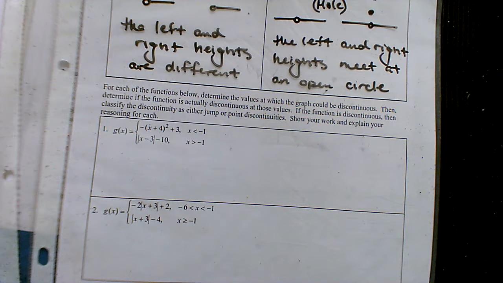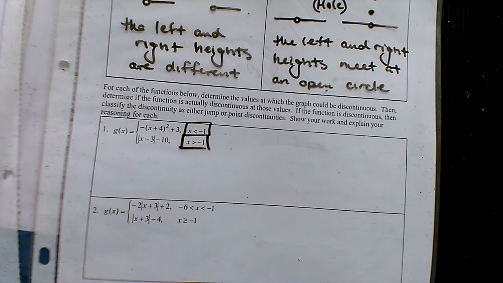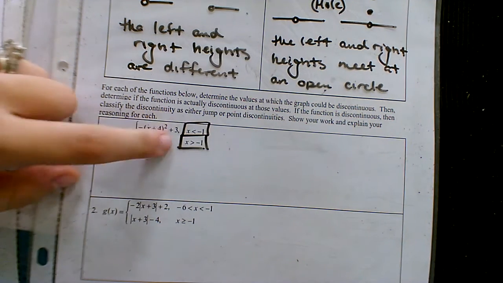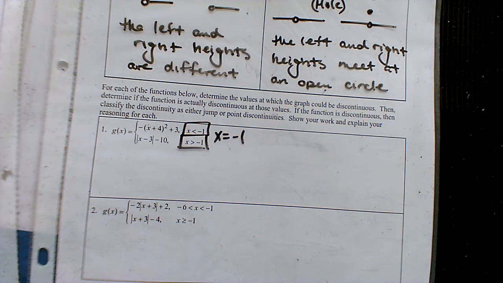What do you think, Blair? -1, good. Alicia, you were going to say the same thing? Yes. Perfect. Okay, so notice how that's where one equation ends and the other one begins based off the domains. So x equals -1. Okay, we want to test that spot. So let's see what the sides are doing.